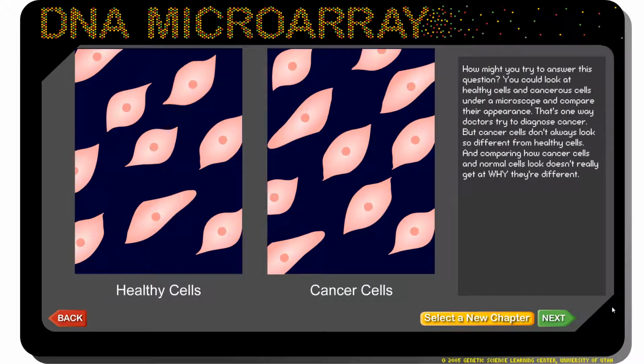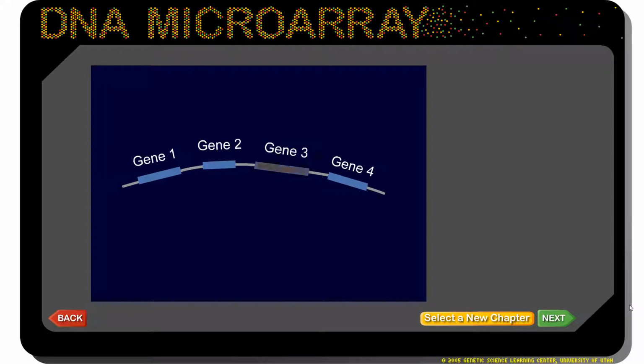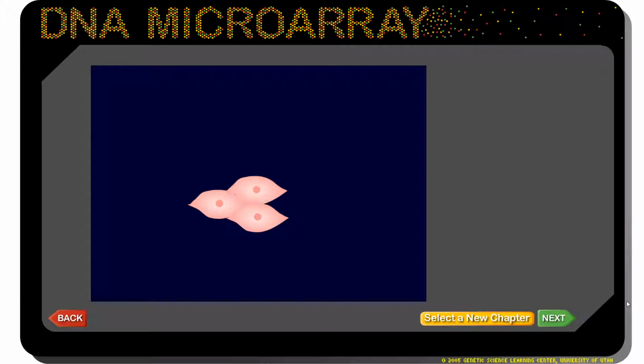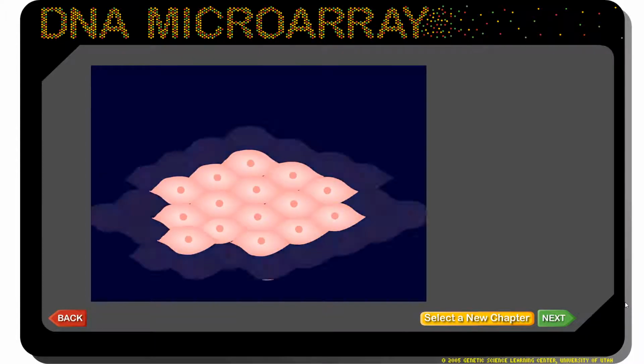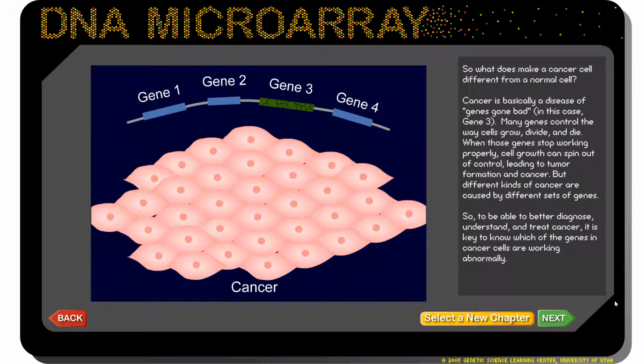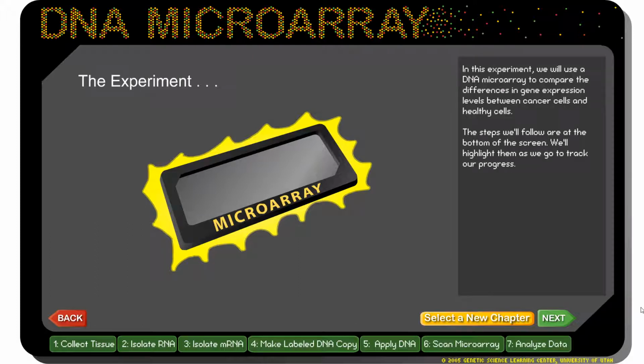Here again, both cells look the same. But at the molecular level, we have a gene here that is functioning abnormally. This probably is a protein that regulates cell division. So once it's defective, it can no longer produce a protein that can regulate cell division. Now, these are the 7 steps for this experiment.